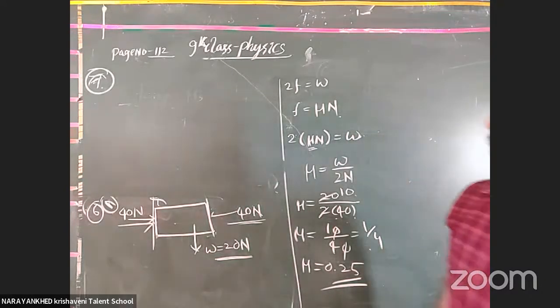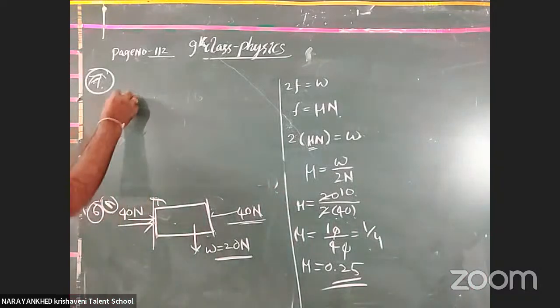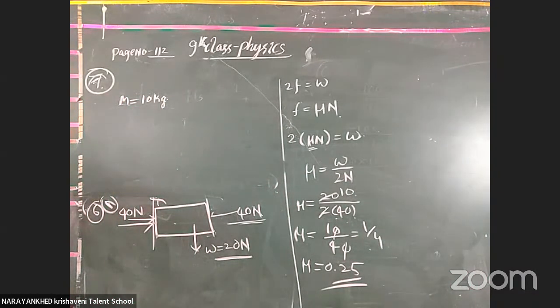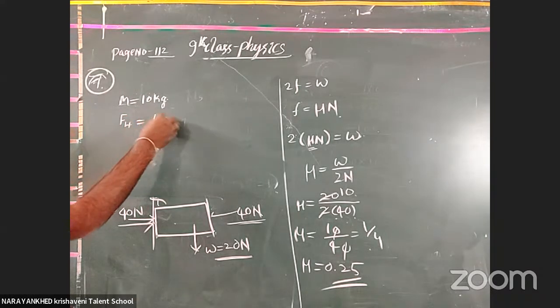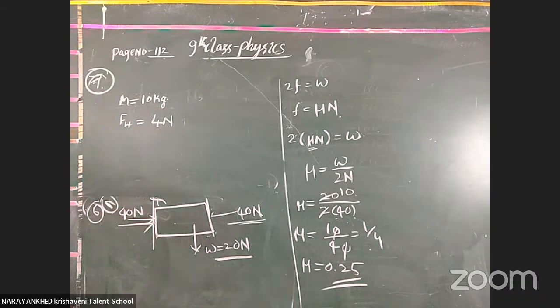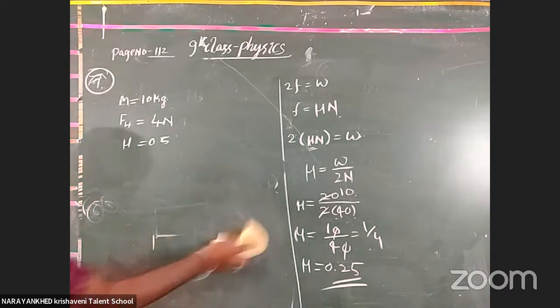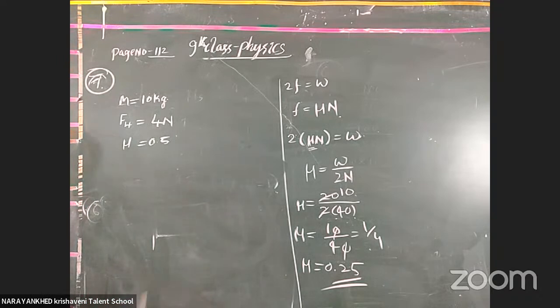Yeah, what we are considering here: the mass of the body is given as 10 kg, and the horizontal force working is 4 newtons, and mu is taken as 0.5. Okay, the diagram is very important for the frictional force problems here.